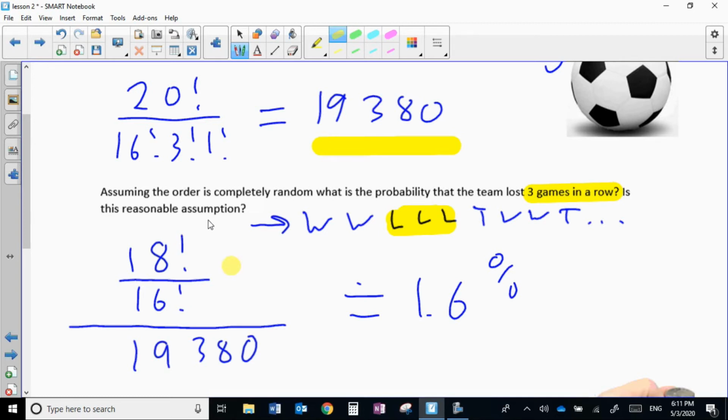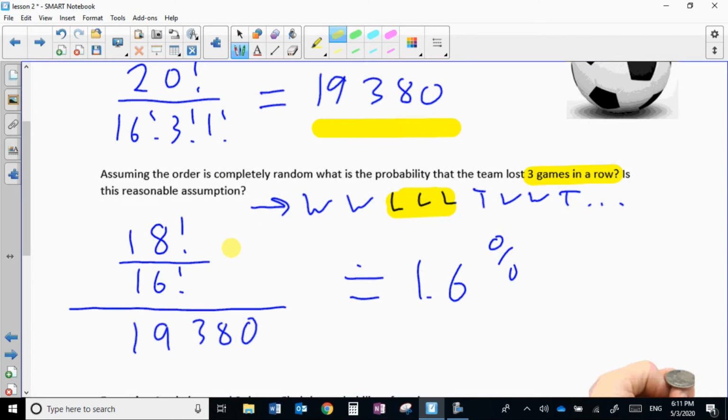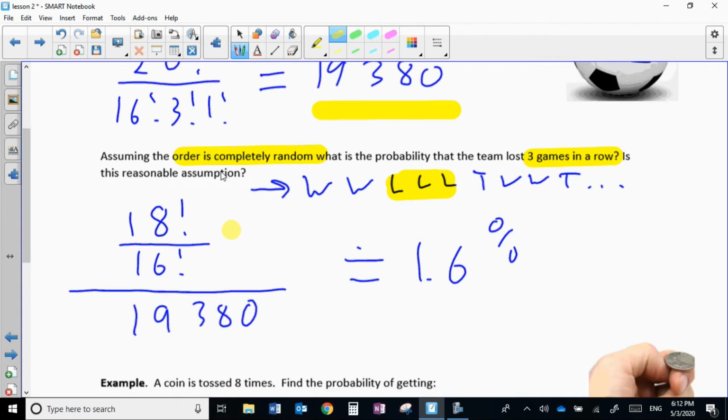Now, is this a reasonable assumption, that the order is completely random? I would say no, not in real life. In real life, it's quite likely the losses are grouped together. They're not likely independent events. If you lost 1 game, probably your probability of losing the next went up because, I don't know, maybe your best player is hurt, or maybe you're just having a bad streak, or you're having a good streak. So it's not a fair assumption. We would never assume that wins and losses and ties are dropped in random order over a season, but I guess it could be true.